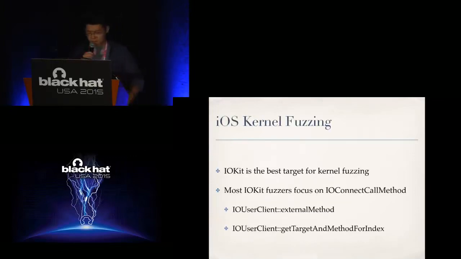Basically, we see that IOKit contains more code, so there's more possibility that we may find vulnerabilities in the IOKit part. So we think that IOKit is really the best target for kernel fuzzing. It's not so hard for you to find some results in this part.